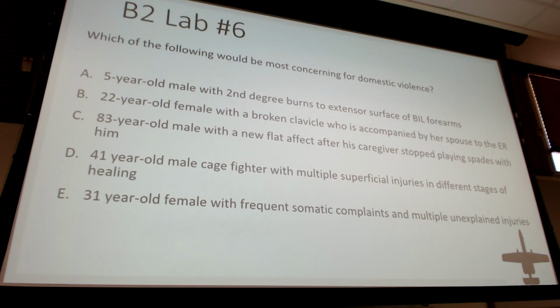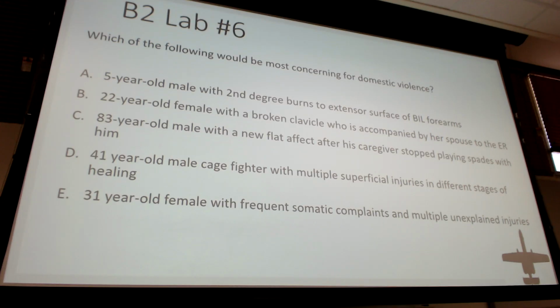Do you like the second degree burns on extensor surfaces of bilateral forearms, or do you like this one, somatic complaints and multiple unexplained injuries? So we have one that says unexplained injuries. We have second degree burns on extensor surfaces of bilateral forearms. What's an innocent explanation of that? Super bad sunburn. What do we want to pay more attention to? Burns on flexor surfaces, protected areas, groin, right? Extensor surfaces could be sunburn. We just say, hey, we forgot the sunscreen. Okay, get some sunscreen. Done. Parent feels bad about it.